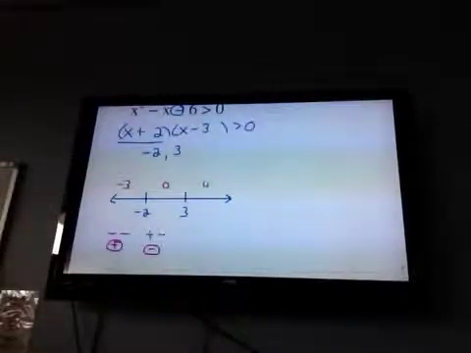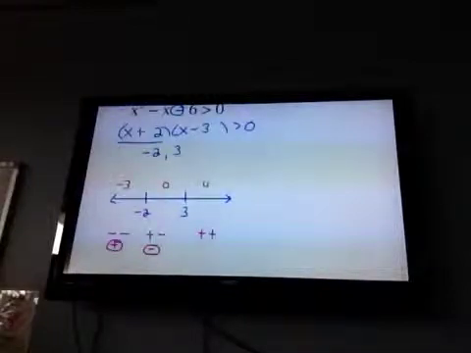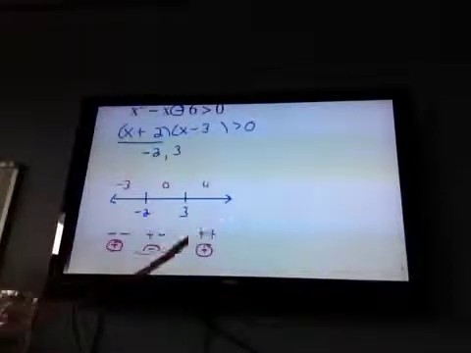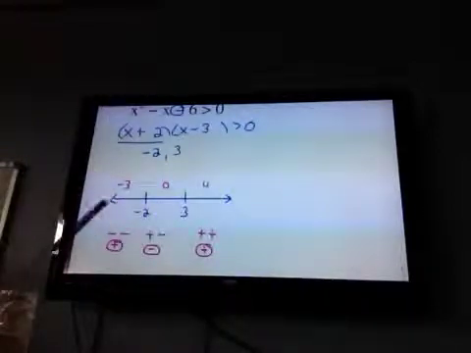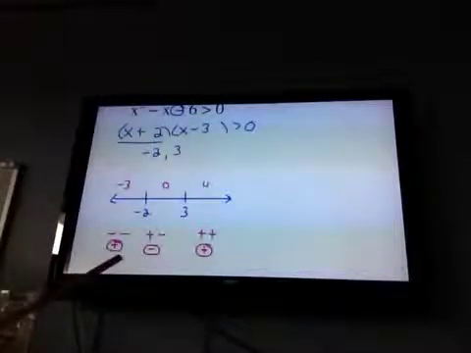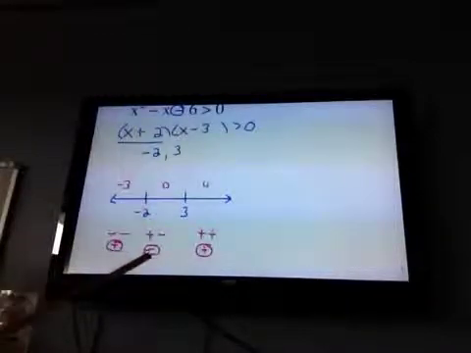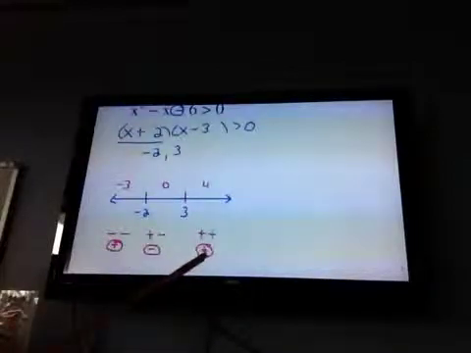Plug in 4. 4 plus 2 comes out what kind of number? Positive. 4 minus 3 comes out what kind of number? Positive. And a positive times a positive is a positive. So what this tells me, this little work I did in the pink, is that the numbers over here, less than -2, whatever number in that area is going to end up positive if you plug it in. And the numbers right here, when we plug those in, they're going to end up negative. And whatever numbers I pick over here, they're going to make it end up positive.